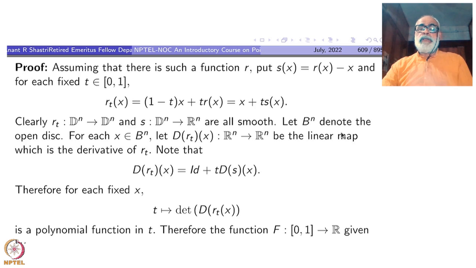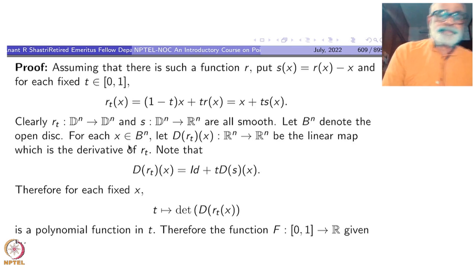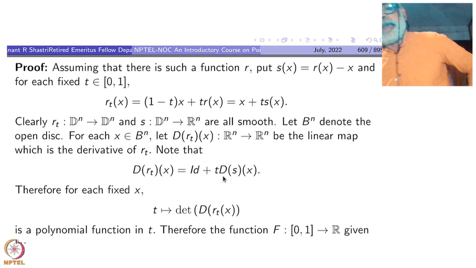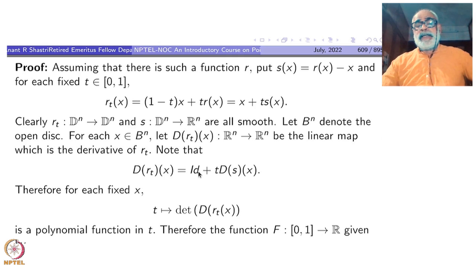Now let us have a notation here. Bn denotes the open disk, namely the set of all points wherein norm x is less than 1. For each fixed x inside Bn, take the total derivative of Rt. That is a linear map from Rn to Rn. Note that the total derivative of Rt at any point is the identity map of Rn plus t times the derivative of S operating on x. This is also a linear map from Rn to Rn. So d of Rt is identity plus t times d of S. These derivatives are taken with respect to x.